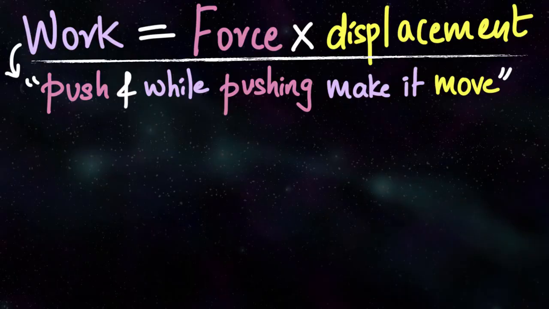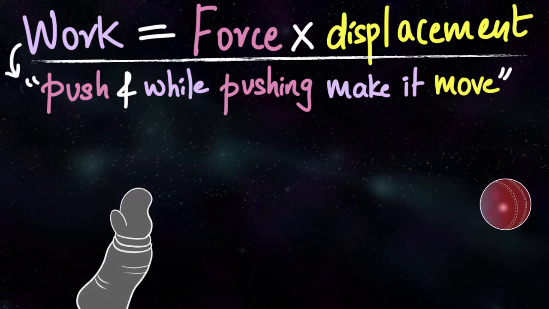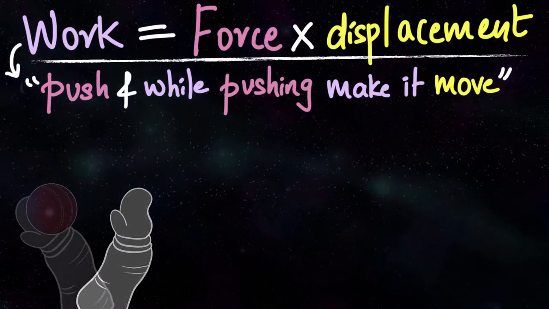Let's go to outer space where there is no gravity, no friction, so that we can keep things simple. Imagine we have an astronaut with a ball in his hand. Say he throws that ball. Do you think he did work? Think about this for a while. All right, let's look at it.